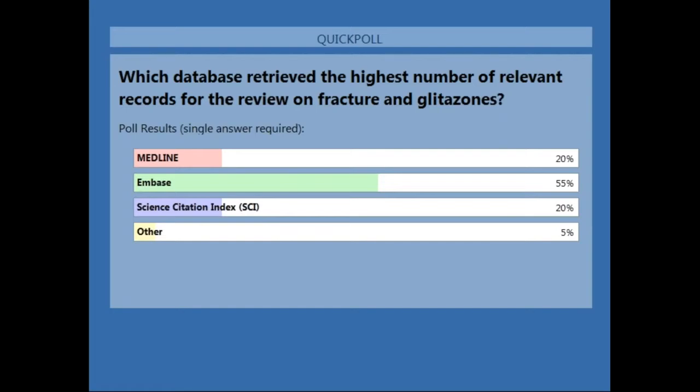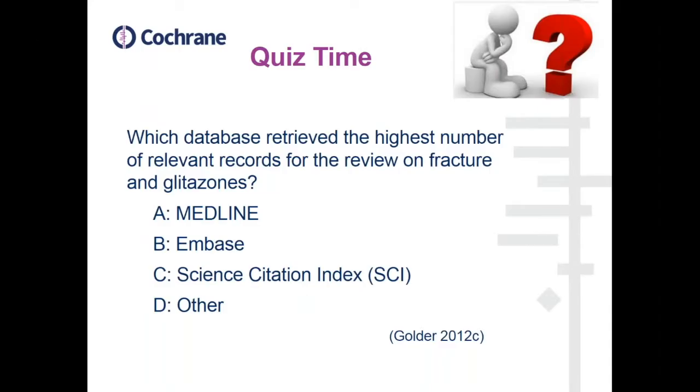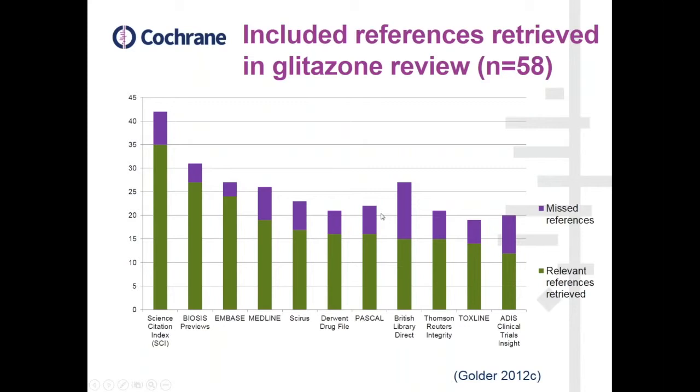Right. So the answer that you've all been waiting for is actually Science Citation Index. And I have to say, if I had been voting, I would have got it wrong. Before I did this, obviously, not when I'd got the results. So yeah, I was quite surprised that it was Science Citation Index. And this was followed by Biosis Previews. But third and fourth were Embase and Medline. But bear in mind, this is out of 60 sources. So Embase and Medline still did well. But they didn't retrieve the highest number of relevant records.